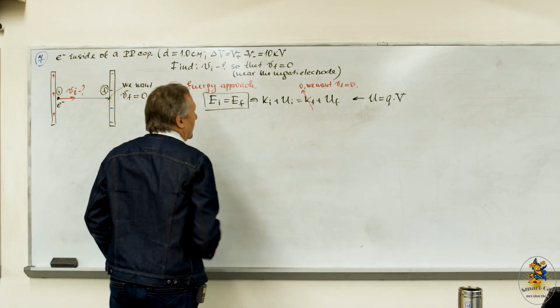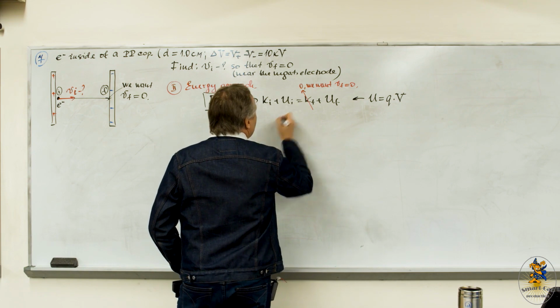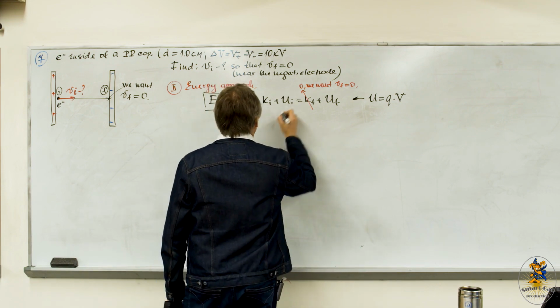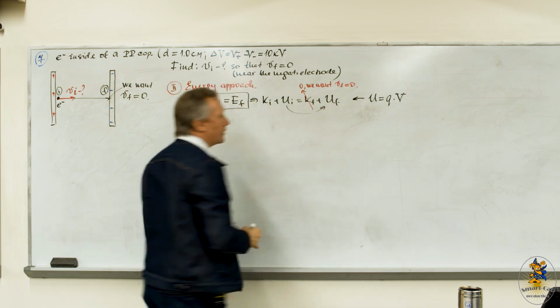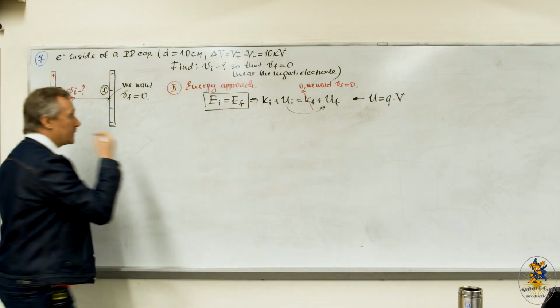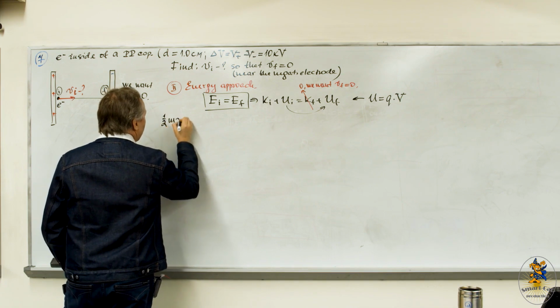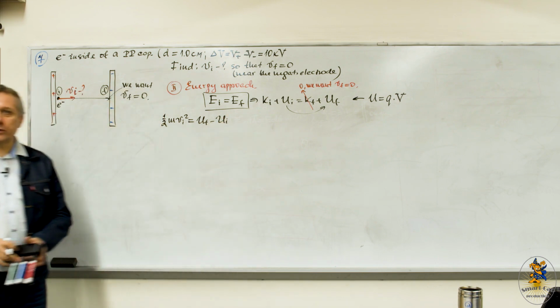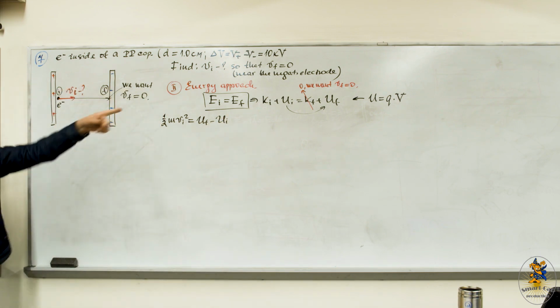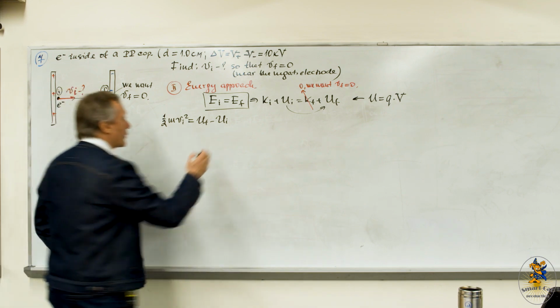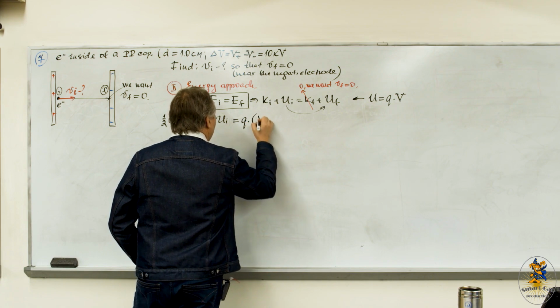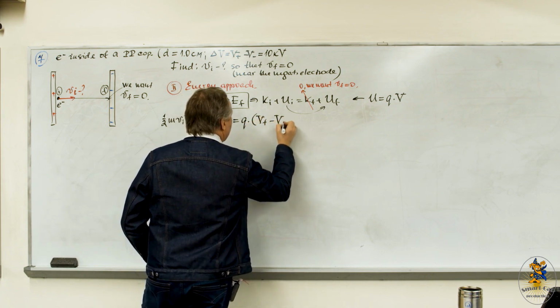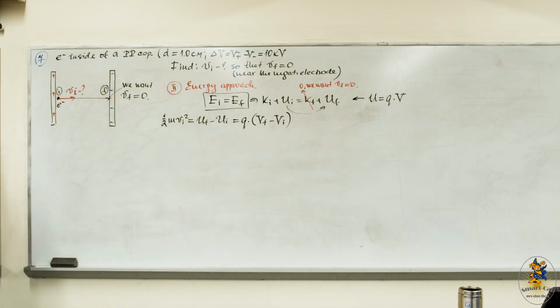Okay, now let me rewrite it. We need to find what? The initial velocity. So let me move that potential energy to that side. It will be 1/2 m v initial squared equals U final minus U initial. I just moved the first potential energy to that side with a minus. Now let me use that formula. Q is the same, we can factor it out. So it will be Q times (V final minus V initial).